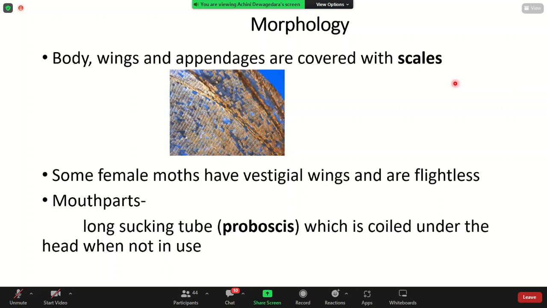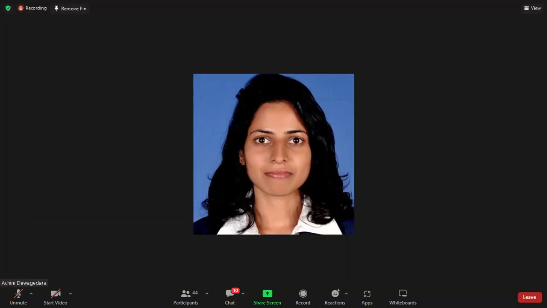And we discussed that insects like butterflies have very attractive wings because of the presence of scales on their wings. The wings are covered, not only the wings, the body also, and other appendages like the face and abdomen, all are covered with scales, right? So let me share a video.